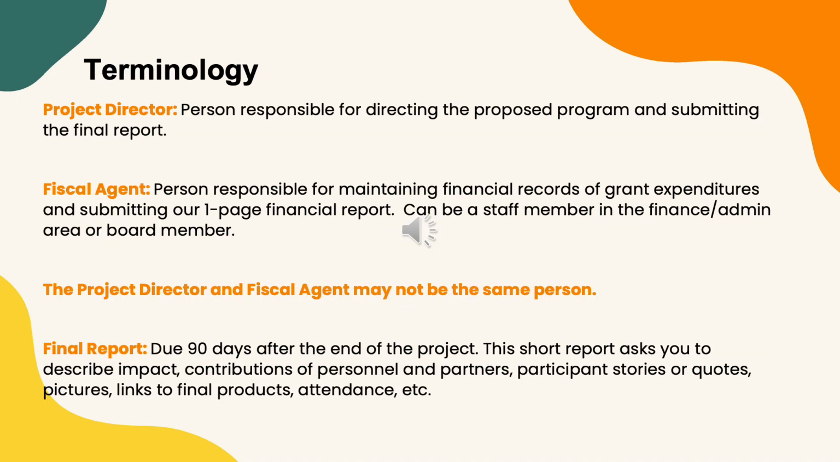These are some words that you will come across multiple times throughout the application process, and we just wanted to have a slide that went over who these people are and what that means. So project director, this is the person responsible for directing the proposed program and submitting the final report. Fiscal agent is the person responsible for maintaining financial records of the grant expenditures and submitting our one-page financial report. This is typically a staff member in the finance or administrative area, or it could also be a board member. The project director and fiscal agent may not be the same person.